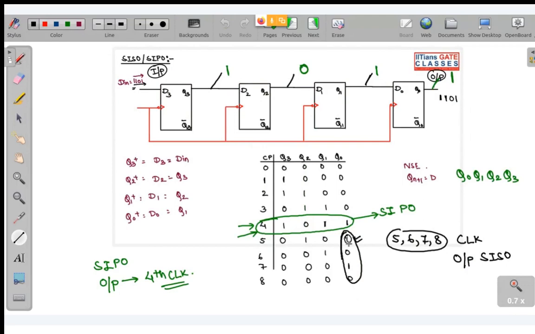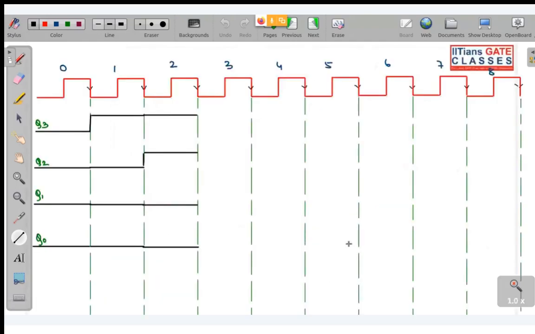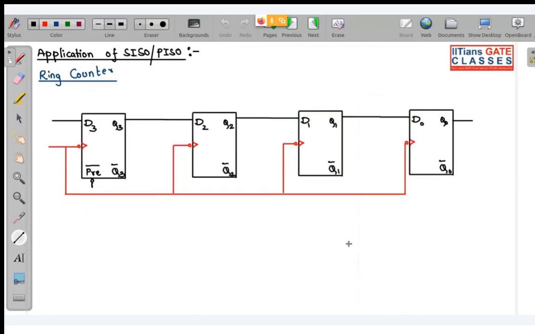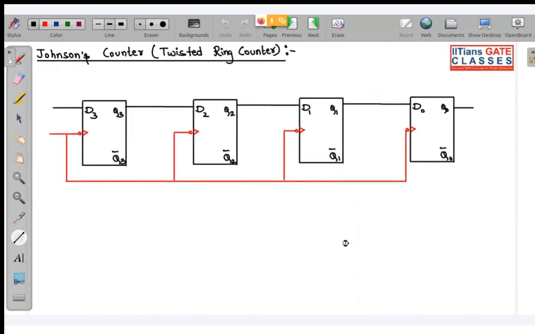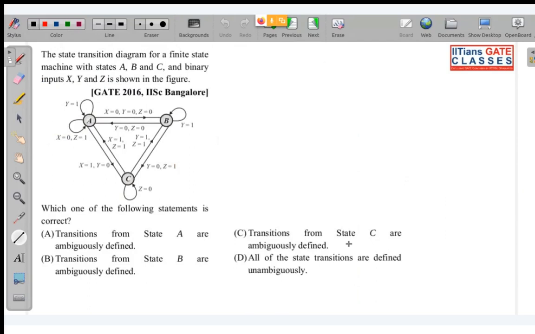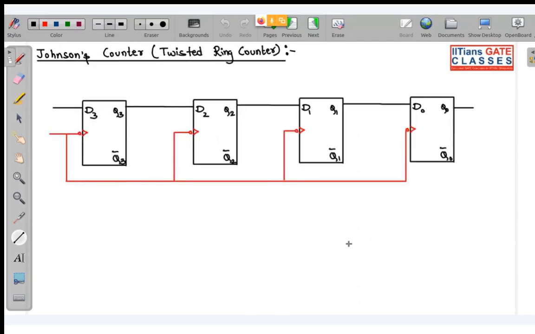Tell me if this is clear to you guys or not. Is this clear, everyone? Tell me yes or no, then only I will understand. Okay, so you can complete this diagram. So next we have ring counter and Johnson counter. So that is okay, I will leave you guys over here.